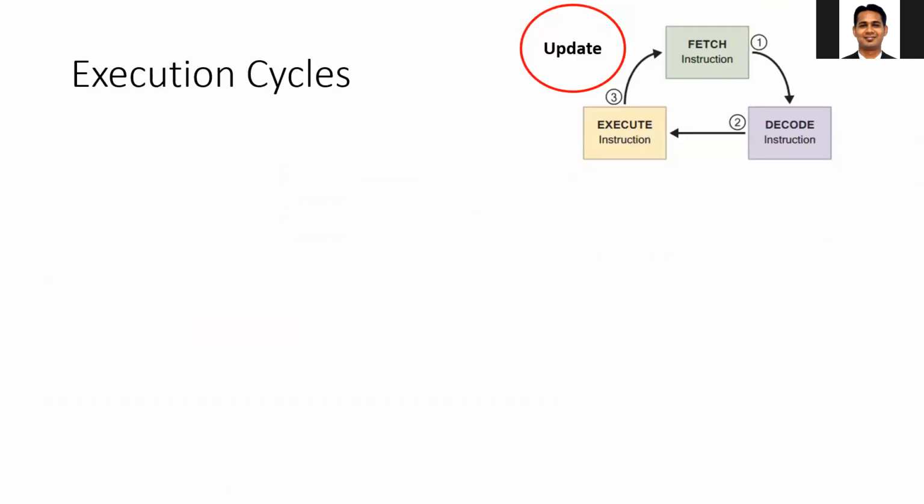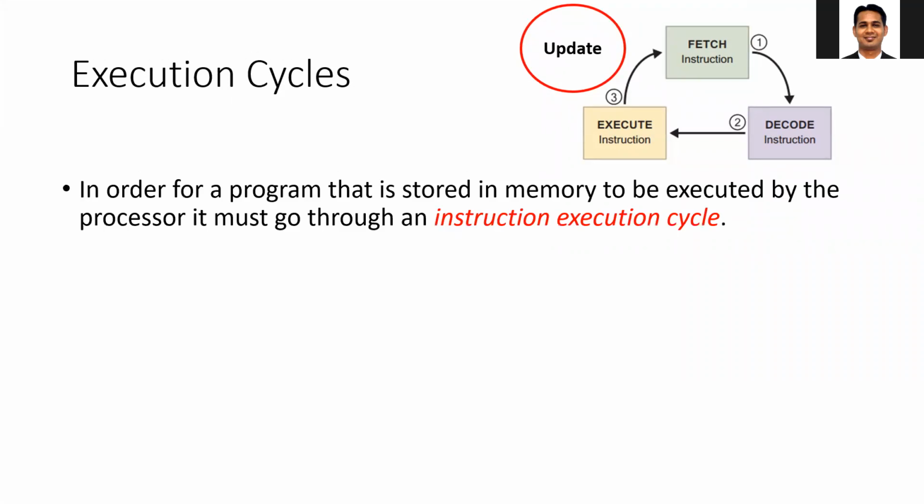A processor executes instructions via its execution cycle. It consists of mainly three steps: fetch, decode and execute. In the fetch stage, the processor reads the instruction from the memory. In the decode stage, the processor decodes the instruction, and in the execute stage, the processor executes the instruction.